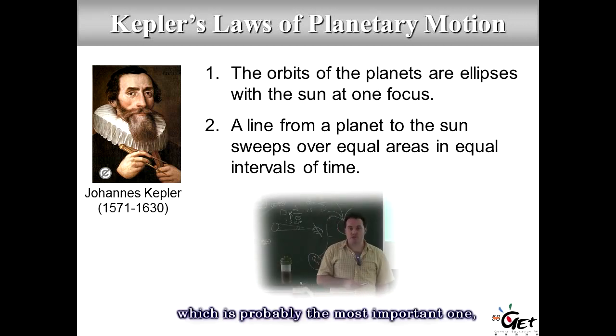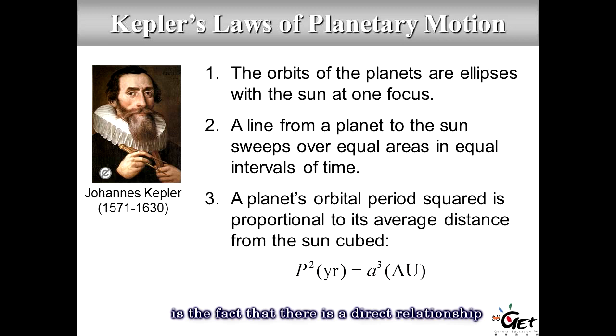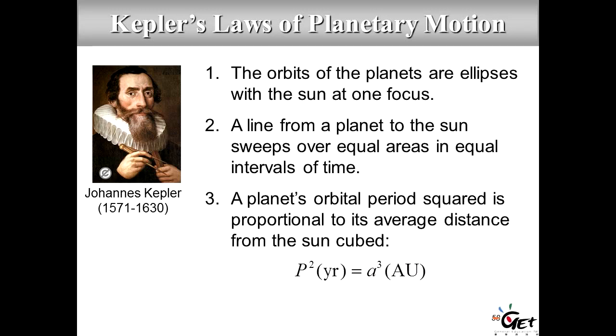And the last law, which is probably the most important or the most famous one, is the fact that there is a direct relationship between the planet's orbital period and the average distance to the Sun. If you take the orbital period of the planet, the time it takes to do a full circle around the Sun, and its distance, you have a relationship: P squared equals a cubed, with P in years and a in astronomical units.